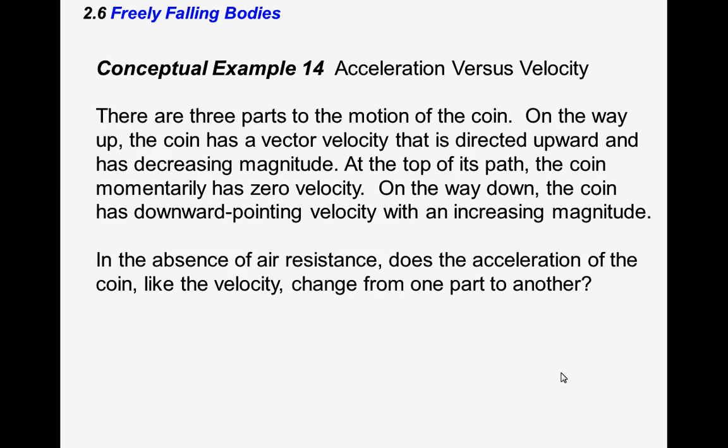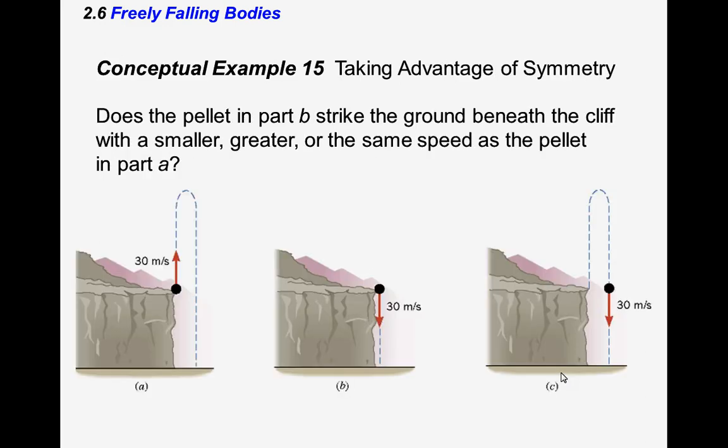In the absence of air resistance, does the acceleration on the coin, like the velocity, change from one part to another? No. The acceleration is constant. It's constant acceleration pointing down at negative 9.8 meters per second squared. That's why it slows down on the way up. That's why it changes direction at the top and starts coming down. And that's why it speeds up on its way down. We have changing velocity, constant acceleration.